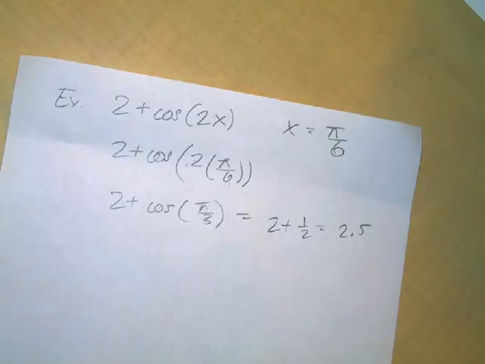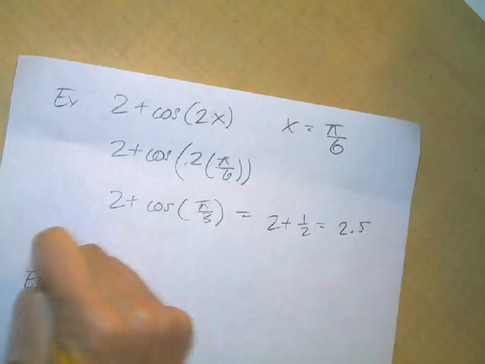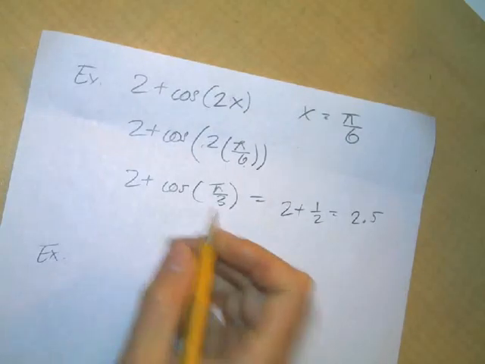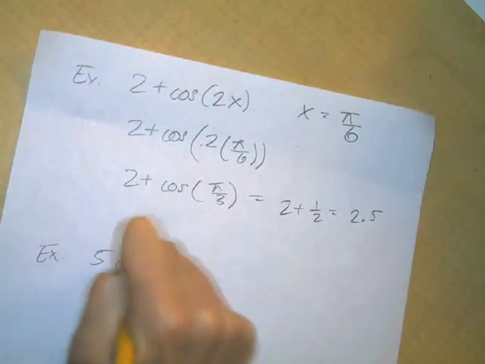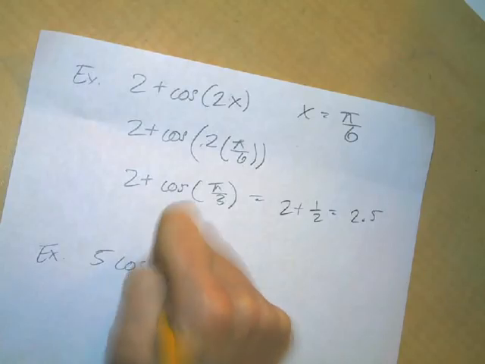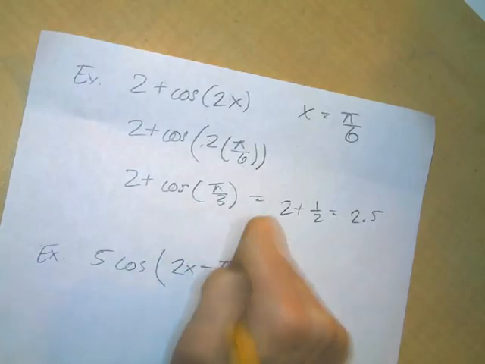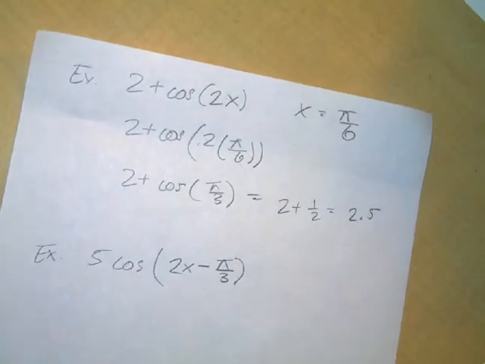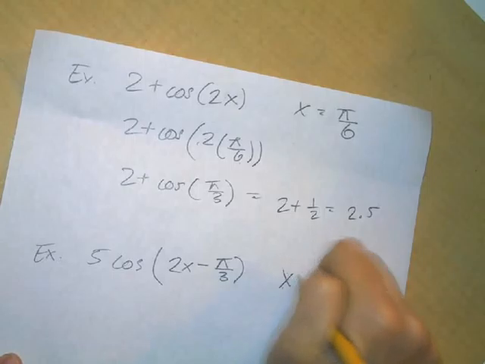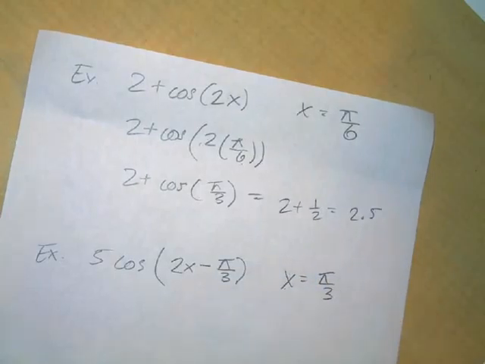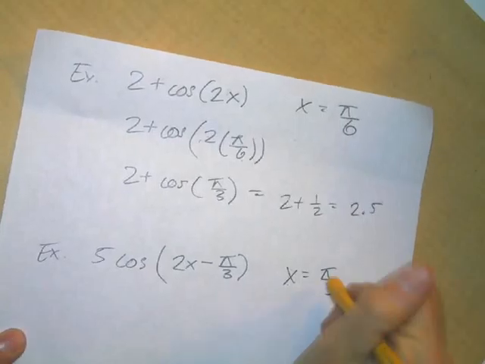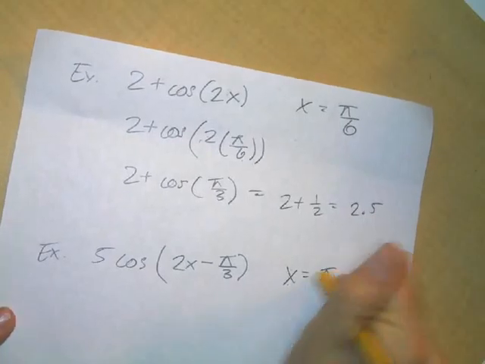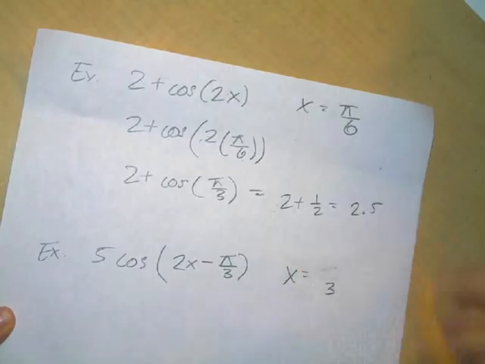And the last type of thing they do is they'll do something like this. Five cosine 2x minus pi over 3. And then they'll say x is pi over 3. Okay? Or maybe they'll say x is 2 pi over 3. Let's say they say x is 2 pi over 3.